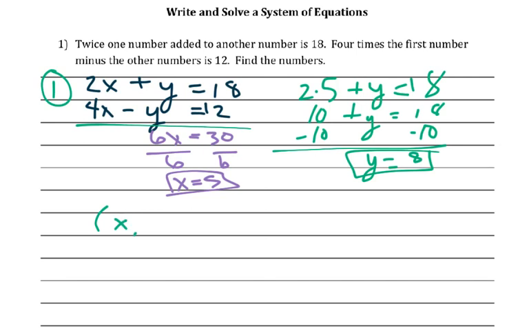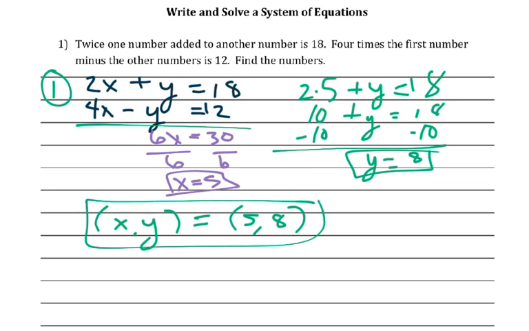Summarize it. x, y equals 5, 8. Well, here's the deal. You can probably feel pretty confident if you get integers or whole numbers on these. So you're probably good. But it's good to look back up. Well, 2 times 5 is 10, plus 8 is 18. Good. 4 times 5 is 20, minus 8 is 12.